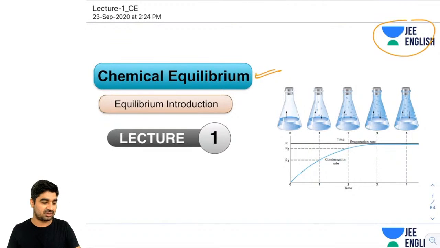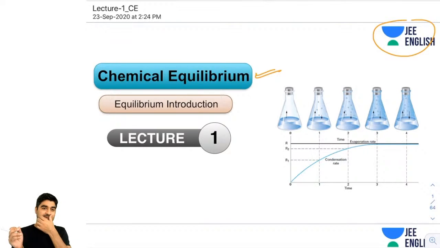Today I'm going to start a new topic, that is chemical equilibrium. You guys were asking for it for so many days, and today I'm with it. Chemical equilibrium, guys, that's very important. In NCERT there is only one topic named chemical equilibrium, but we will divide it into two parts: chemical equilibrium and ionic equilibrium. The first part, chemical equilibrium, will take 4 to 5 classes, and after that we will take ionic equilibrium. So first let's learn chemical equilibrium today.